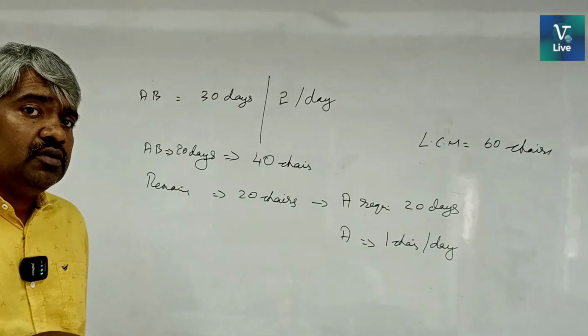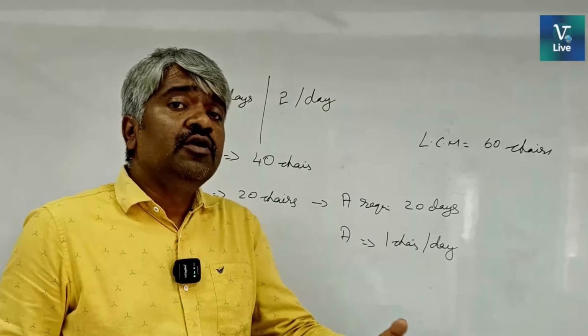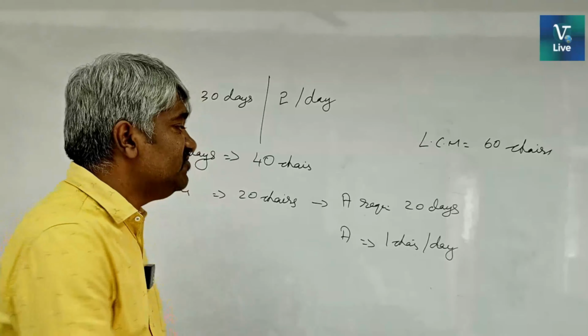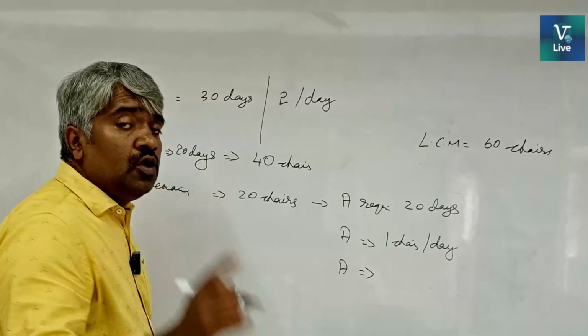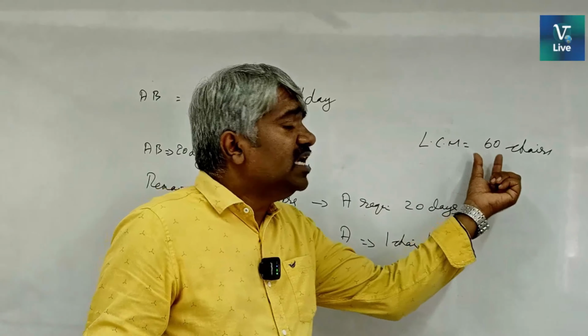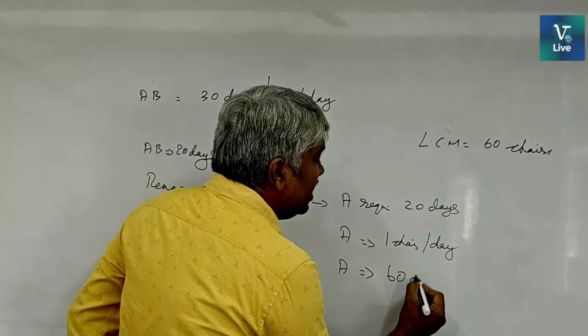Now we'll come to our question. Our question is, how much time will A take to complete the work when he's working alone? So when he's able to manufacture one chair in one day, the time required to manufacture 60 chairs will be 60 days.